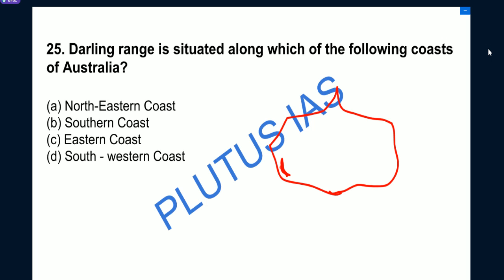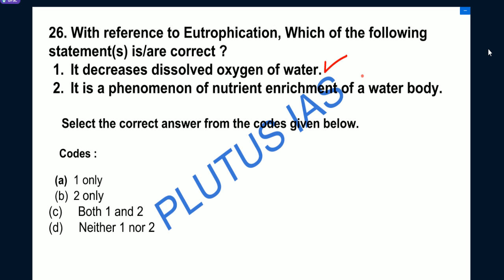With reference to eutrophication, which of the following statement or statements is or are correct? It decreases dissolved oxygen of water. This is correct. It is a phenomenon of nutrient enrichment of a water body. Yes, this is also correct.